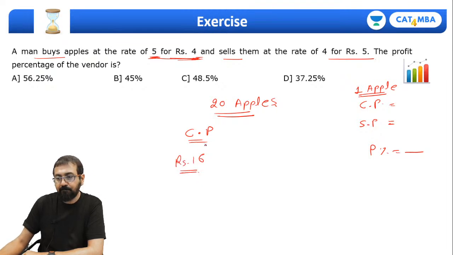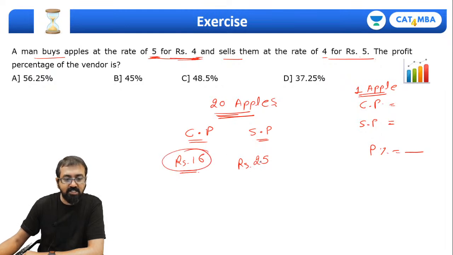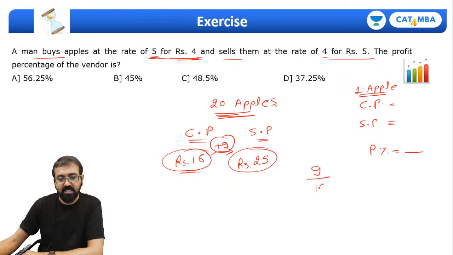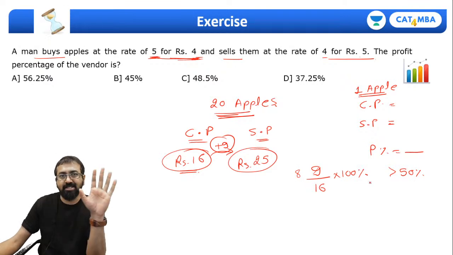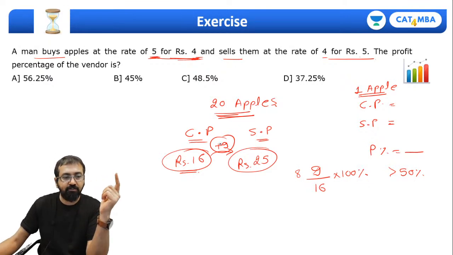Can we say the cost price for 20 apples is 16 rupees? Right. Now what will be the selling price for the same 20 apples? He is selling at the rate of 4 for rupees 5. So can I say for 20 apples, he'll make 25 rupees? Yes or no? So that means he is selling goods worth 16 rupees at 25 rupees. Means he's making a profit of 9 rupees. So profit percentage is 9 by 16 into 100%. Now please understand, this value is going to be more than 50%, because 8 by 16 would have been exactly 50%. This is 9, so it is going to be more than 50%. There is only one option.